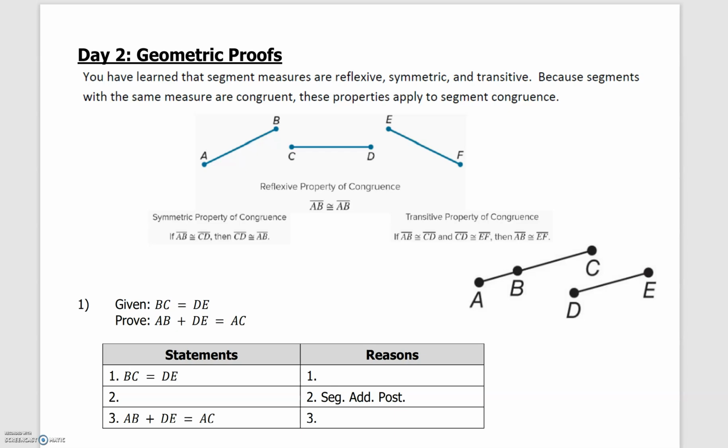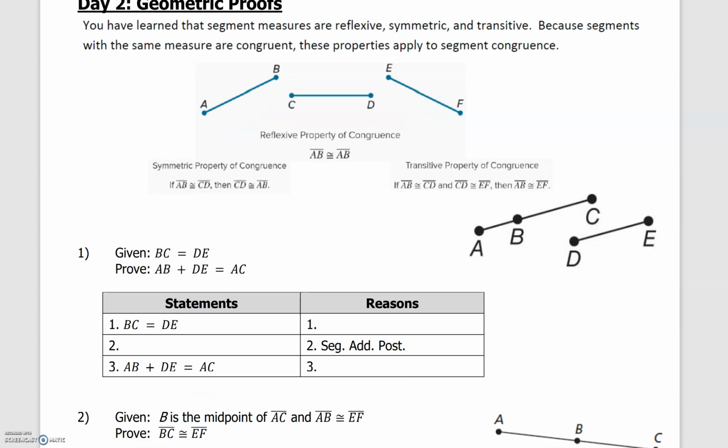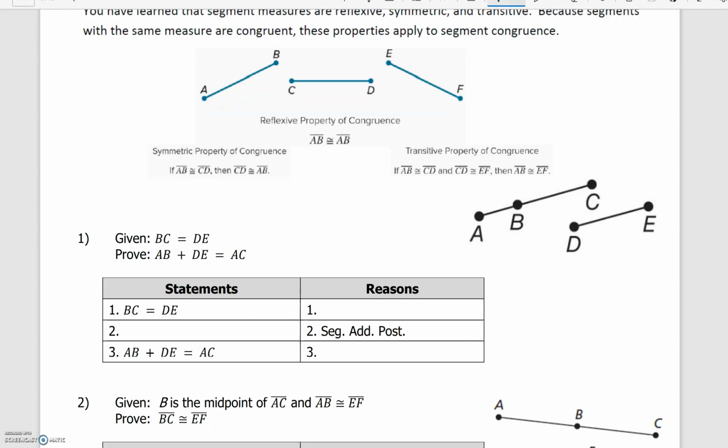So in this lesson, we are going to talk about geometric proofs. A lot of the stuff we're going to see, we're going to be using our hot pink sheet, those reasons, as well as our symmetric, reflexive, and transitive. The symmetric, reflexive, and transitive can all be used not only with an equal sign, but also with a congruence symbol. So reflexive property of congruence, symmetric property of congruence, and transitive property of congruence.